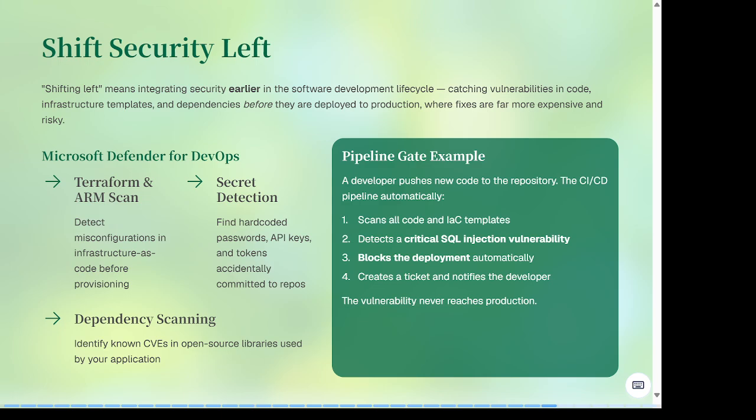Why shift left is important? Shift left helps organizations detect vulnerabilities early, reduce security risks, lower fixing costs, prevent production incidents, and improve overall code quality. So security becomes proactive, not reactive.